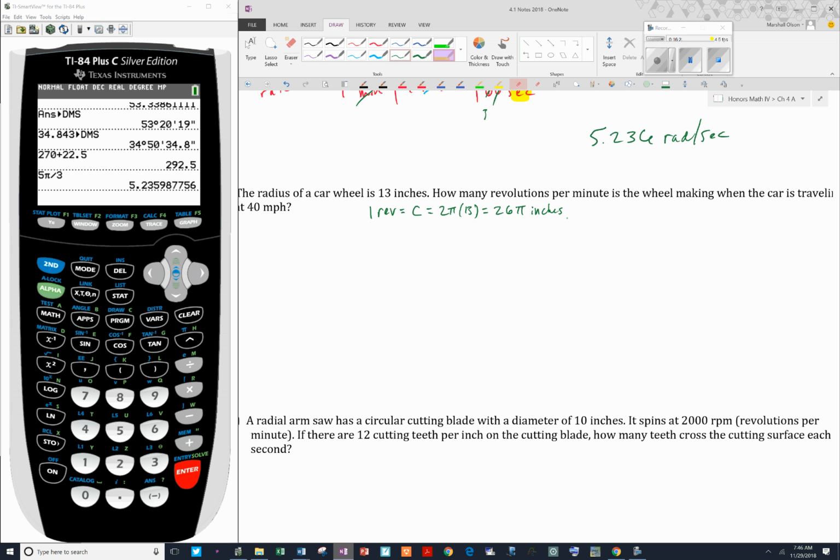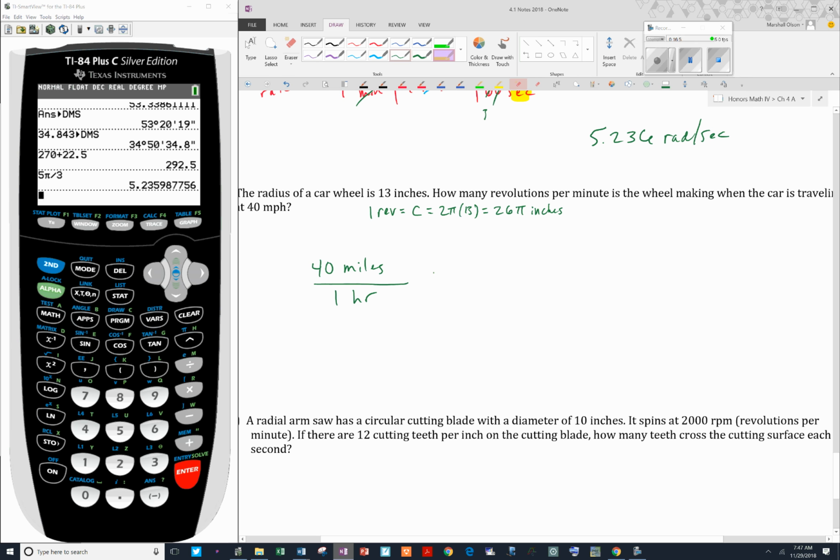They want to know how many revolutions per minute the wheel is making when the car is traveling 40 miles per hour. So just like the last problem, and this is something that a lot of students struggle with because it's the last thing that's given to you, you still want to start with that rate. That 40 miles per hour is what you're given. That's what you want to start with. You don't just start with the 13 inches or the 26 pi inches because it's the first thing that we found. You always want to start with the rate.